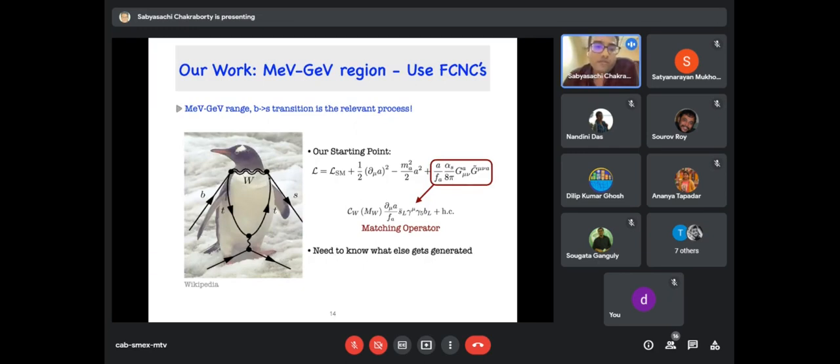Now, the usual B to S process is what is called a penguin diagram. And you attach the axion here. I reiterate that you start with the axion G G dual coupling, and the effective operator that you want to match is B S with an axion, because, as I said, the axion couples derivatively. The whole point is to calculate this Wilson coefficient. But this is not enough. You need to know if anything else gets generated, what the contributions of those extra operators are, effects of essentially operator mixing, and therefore one needs to consider the RG equations very carefully.